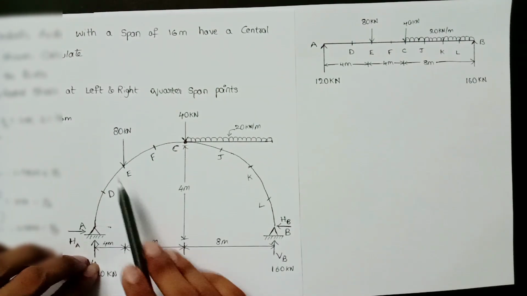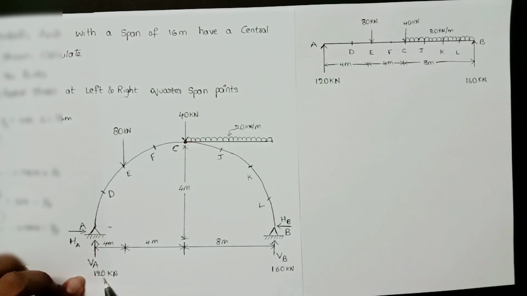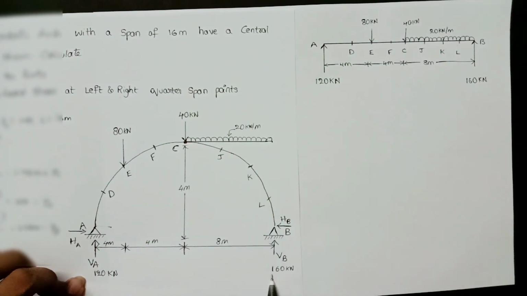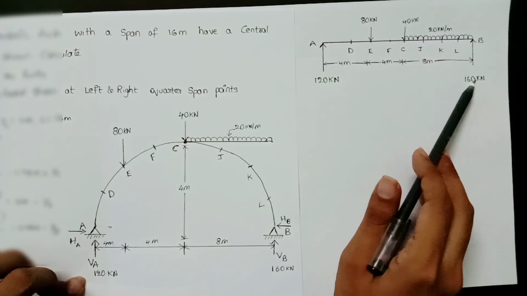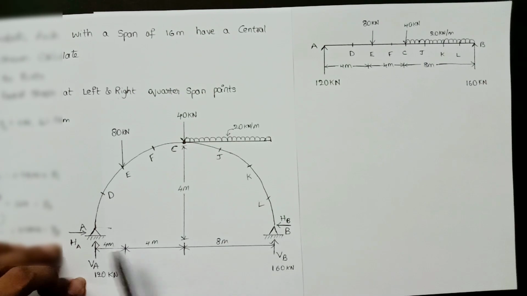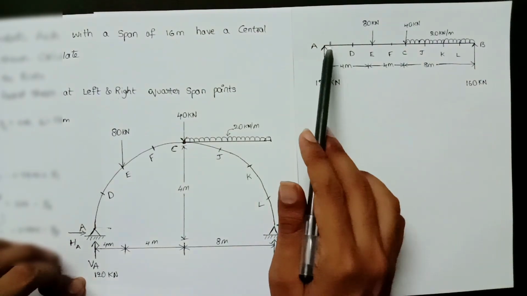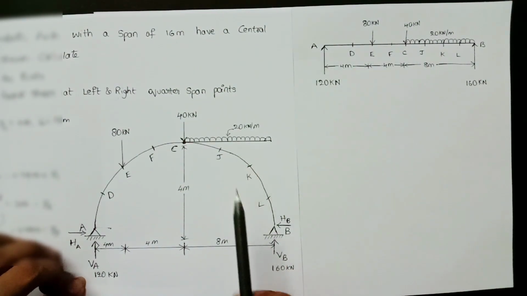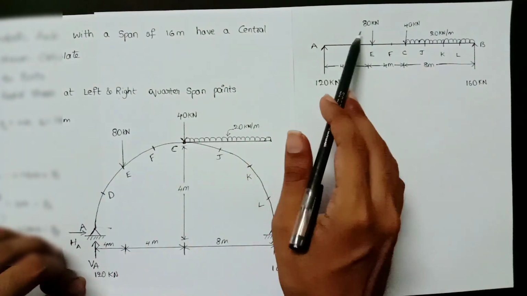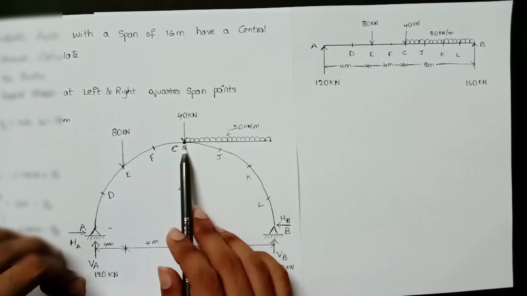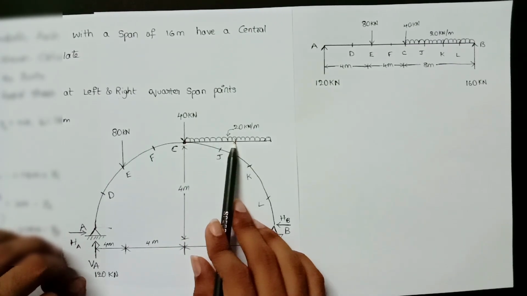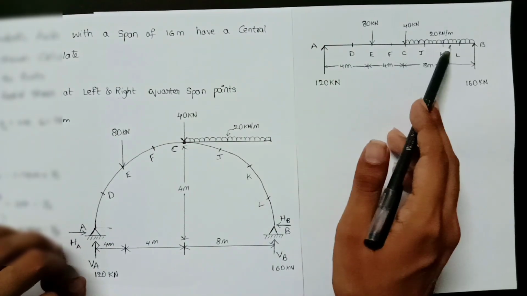So this is the vertical reaction at A, 120 kilonewton, and here 120 kilonewton, and 160 kilonewton vertical reaction at B. In a simply supported beam there won't be any horizontal reaction, so I haven't included that horizontal reaction in this beam. At point E we have 80 kilonewton, and similarly at point C we have a 40 kilonewton load and 20 kilonewton per meter UDL. So I have indicated that.